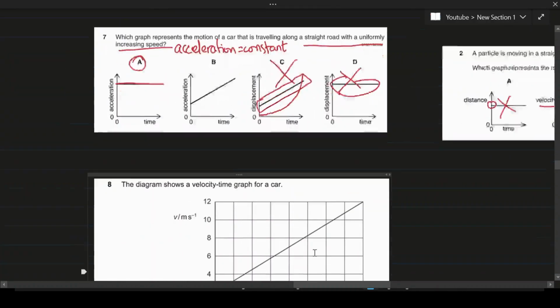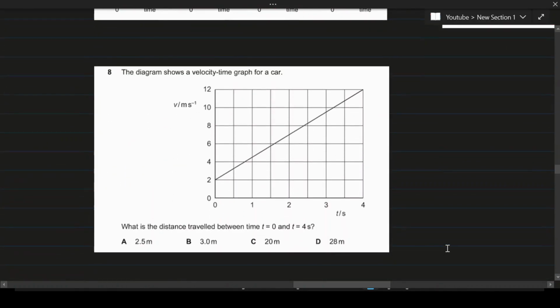And the last question is on area under the graph. The diagram shows a velocity-time graph of a car. What is the distance traveled between time t0 and t4? We need to find the area under the graph, this whole area. So one approach is to divide the shape into two shapes like this: A is a triangle and B is a rectangle.